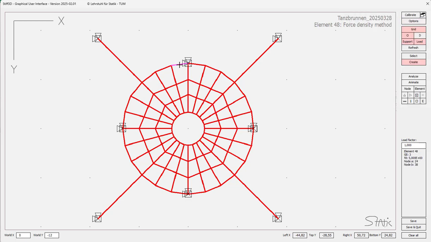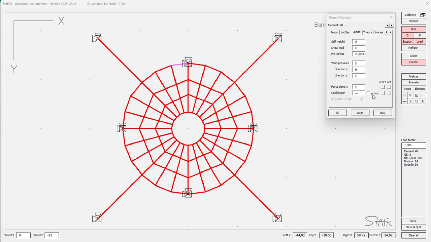Let's start with this element from the outer edge cable. If we edit it, you see we have taken the force density to 5, quite obviously. Let's select an element of the inner edge cable. Here it is highlighted. You see we have a force density of 20.